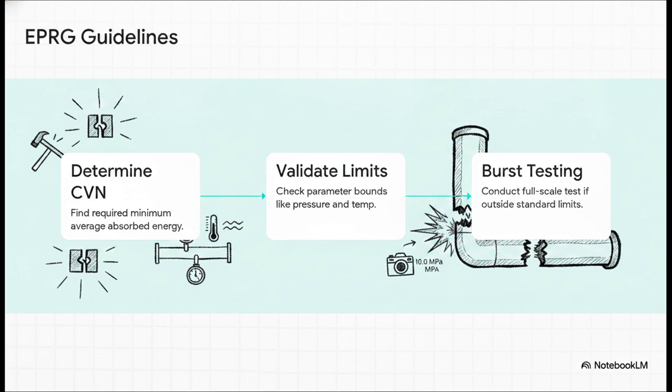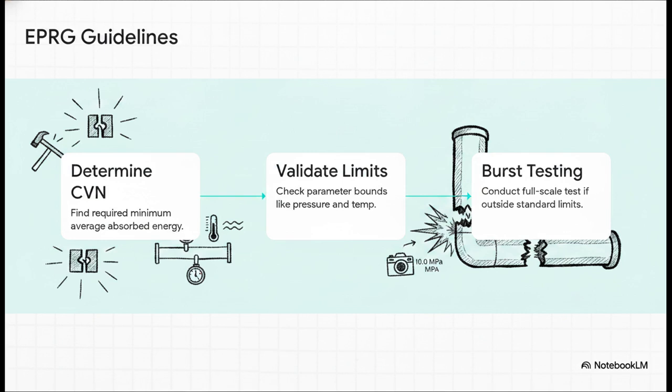So how do engineers figure this out in the real world? Well, using the European Pipeline Research Group, or EPRG, guidelines, they follow these really strict steps to calculate the exact energy absorption required to arrest a ductile fracture. First, determine the minimum CVN value. Then, validate it against real-world operating parameters. Like, this specific EPRG approach is valid for pipelines with maximum design pressures not greater than 10.0 megapascals.